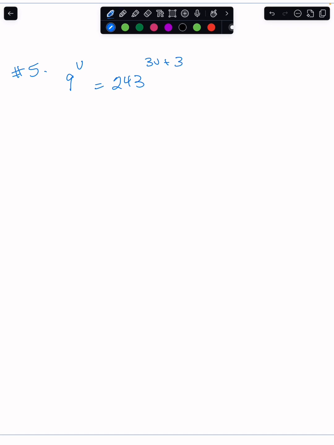Ooh, I've got to figure out what times what does what and all this other good stuff. Well, I do happen to know that 9 is 3 squared, and 243 is 3 to the 5th power. Don't forget I already had a v up here, and don't forget I already had this 3v plus 3 over here. Set these equal to each other. 2v is going to be equal to 15v plus 15.